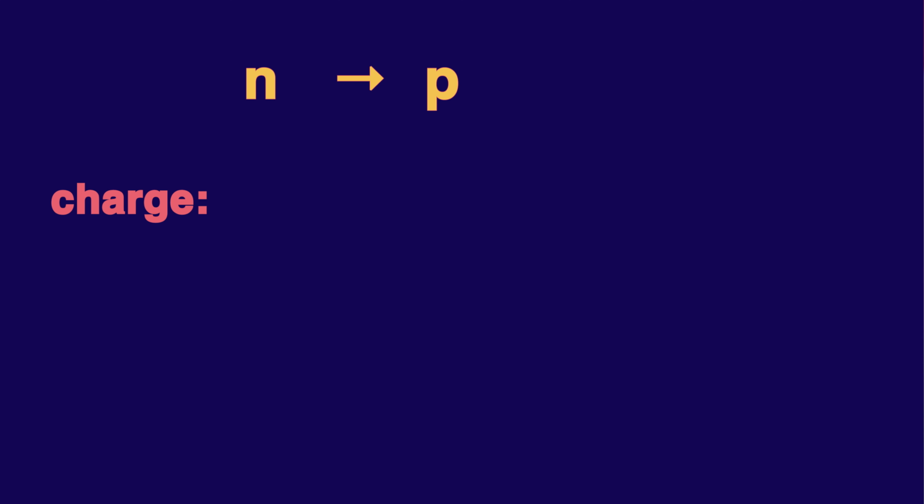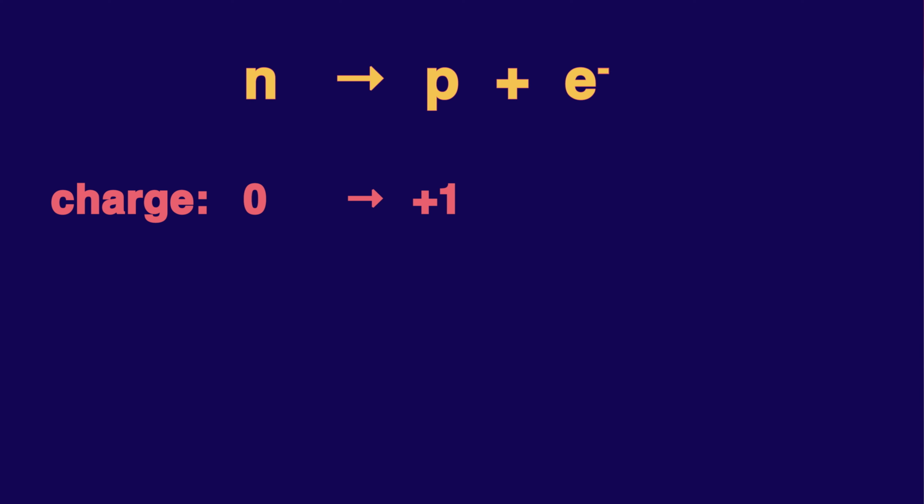Here I have a neutron that decides to decay into a proton. It's worth noting that protons are the most stable baryons, and so this is a perfectly reasonable thing to happen. Firstly, let's check that charge is conserved. We can see that there's no charge on the left side, but there is a positive charge on the right side. So charge is not conserved.